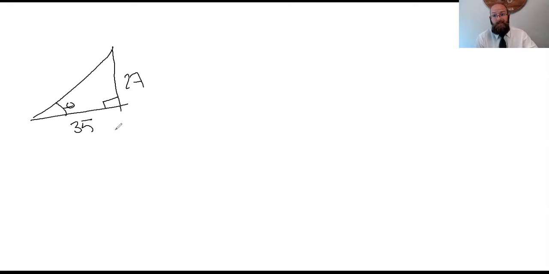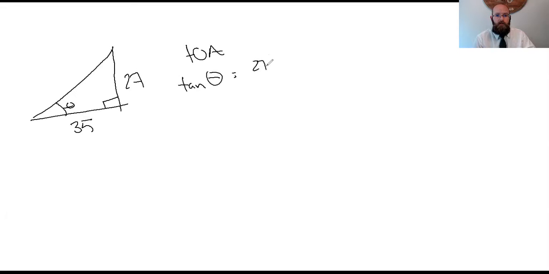The good thing is this is a 90-degree angle, so I can use SOHCAHTOA. If there's no 90-degree angle, then I have to use law of sines or law of cosines. So we'll keep going here. This is my theta, so I need to find that. What trig function is going to use my opposite side and my adjacent side? That's going to be tangent, TOA. So tangent of theta equals opposite over adjacent.